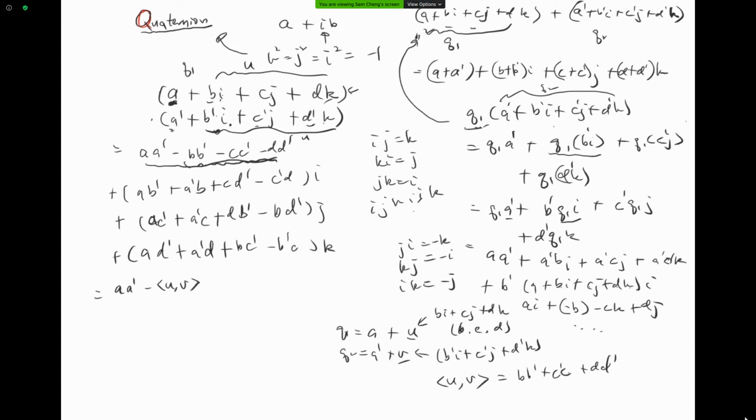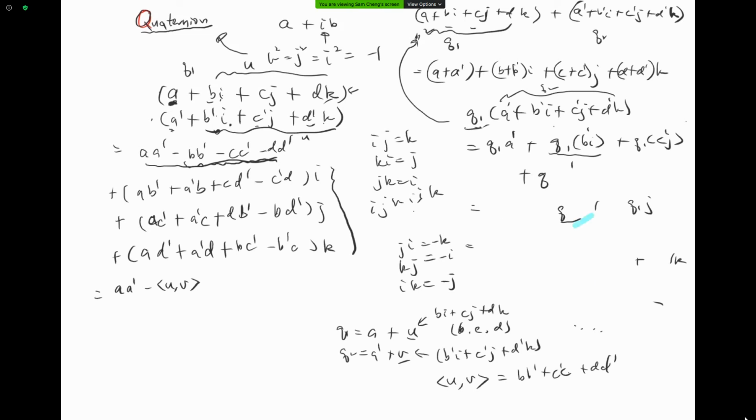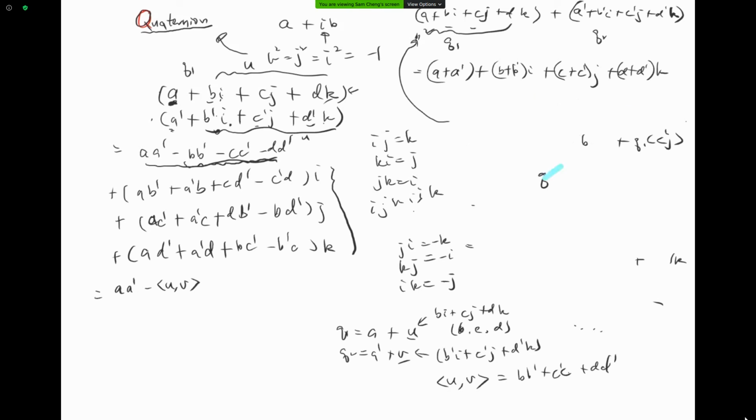And by the way, the imaginary part here turns out to be just the cross product. If you look at that, let me erase here, I have some space. So if u is like this guy here, and v is like this guy here, let's recall what the cross product is like.